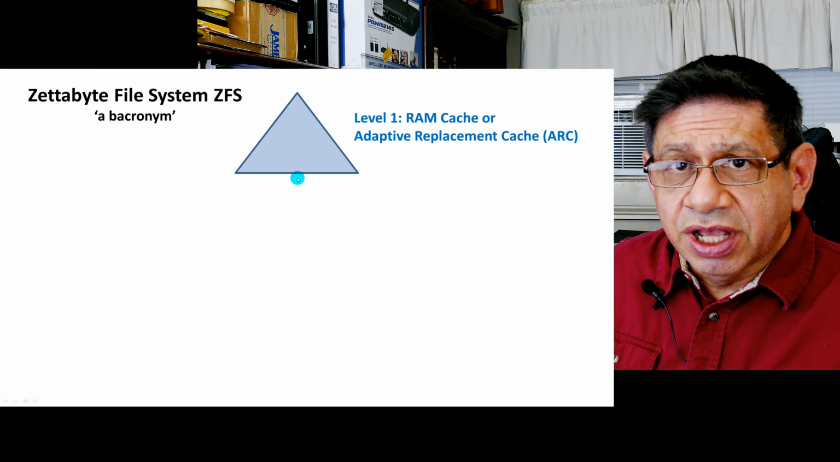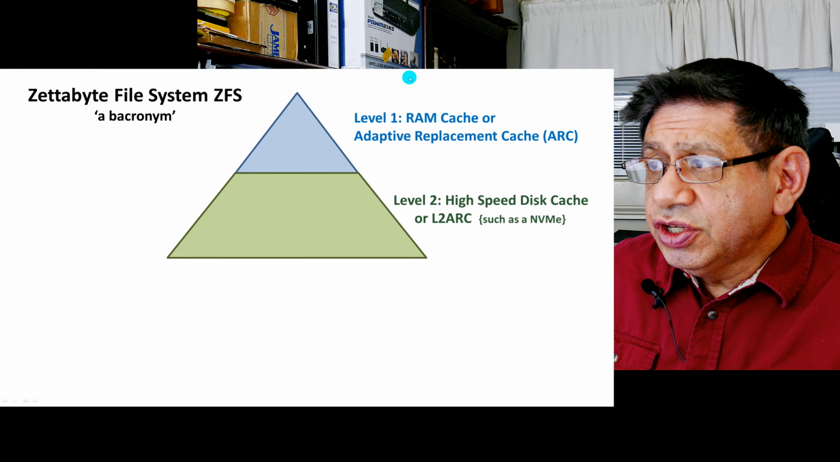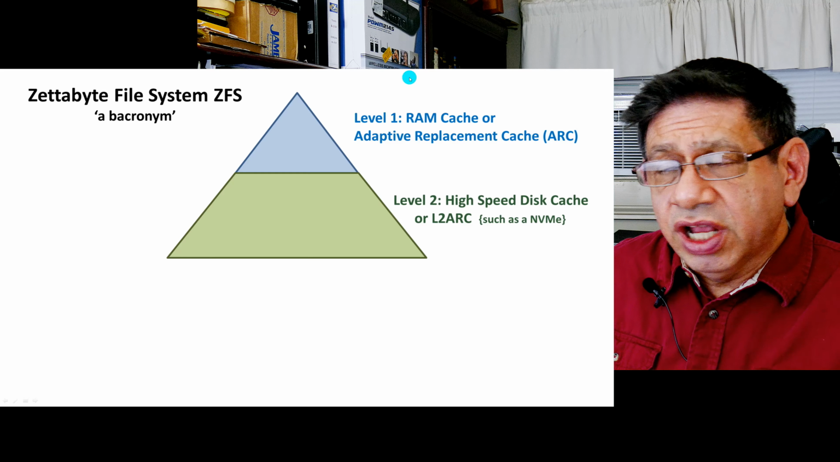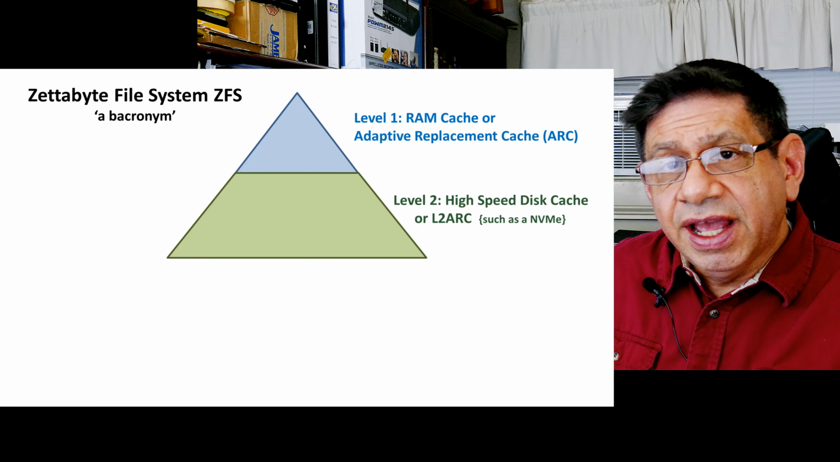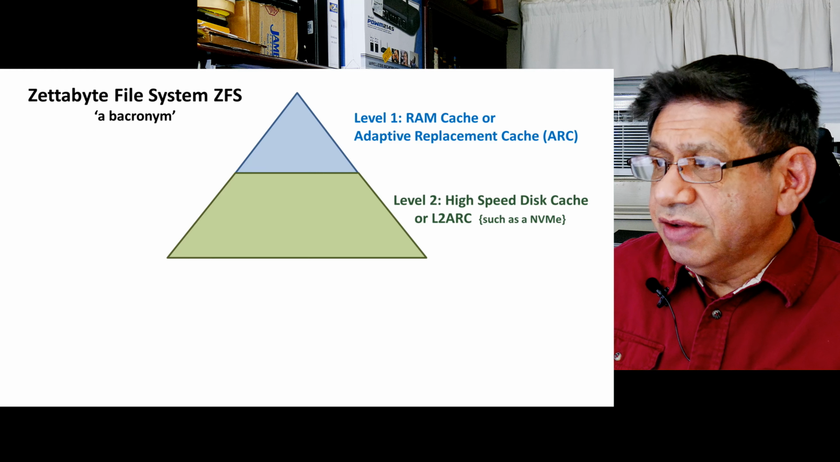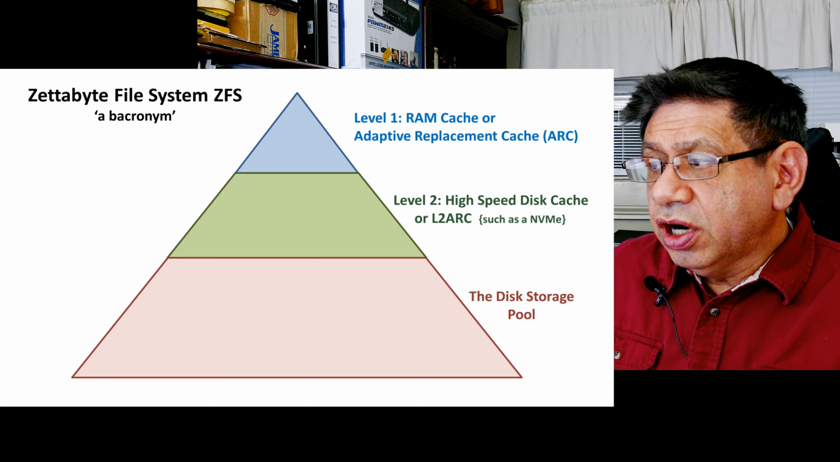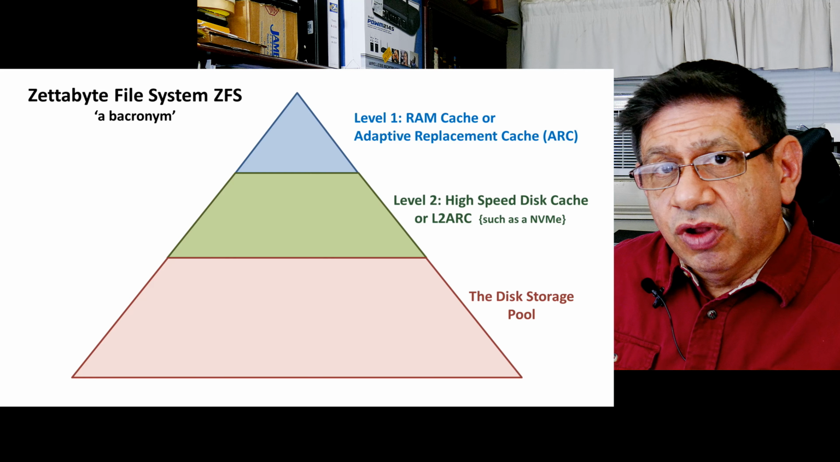Some newer ones coming out are sophisticated as well. Then we have the level 2 high-speed disk cache, or L2 ARC, and that would be something that's faster than your normal drive, such as an NVMe drive. And then the final part is the actual disk storage pool. That's the area where you're actually going to store things on your NAS: data, files, whatever it is. That's the largest part of all of the storage.